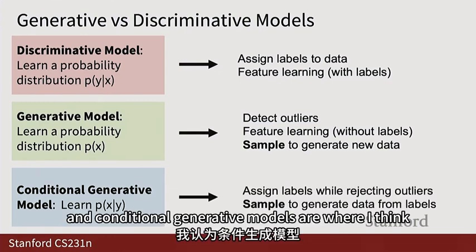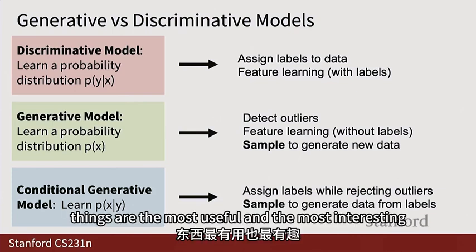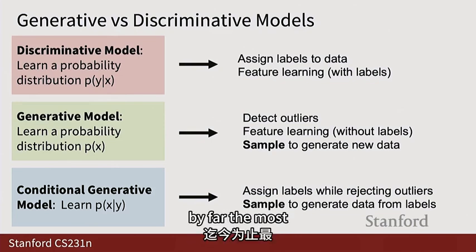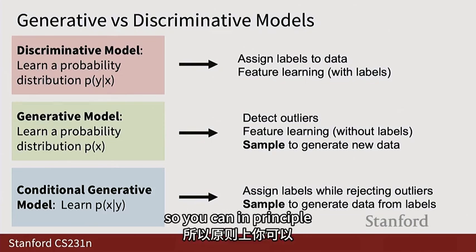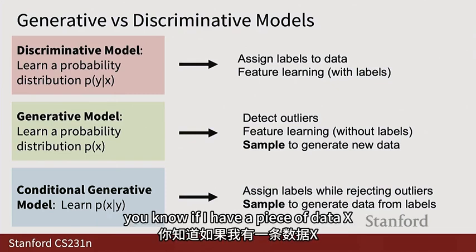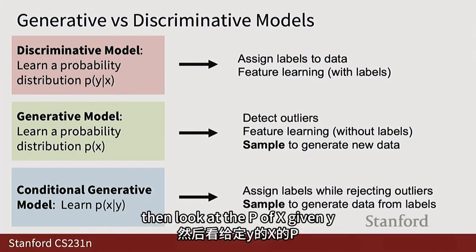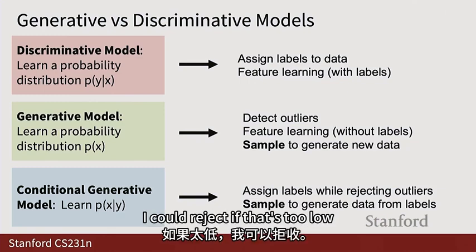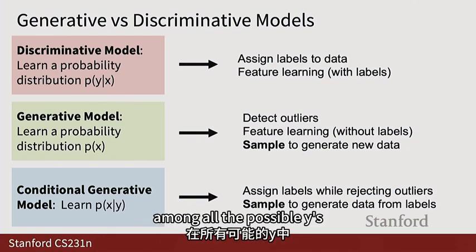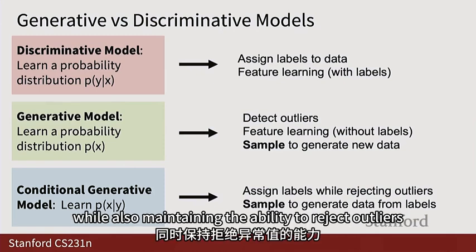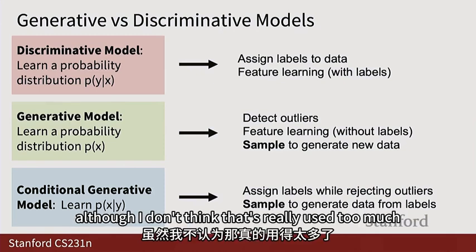And conditional generative models are where I think things are the most useful and the most interesting. These are the kinds of generative models that get trained and used in practice by far the most. You can, in principle, use them to assign labels while rejecting outliers, right? If I have a piece of data X, then I look at P of X given Y over all of my possible Ys, and I could reject if that's too low among all the possible Ys. So in principle, you could use conditional generative models to do some kind of classification while also maintaining the ability to reject outliers. Although I don't think that's really used too much in practice.